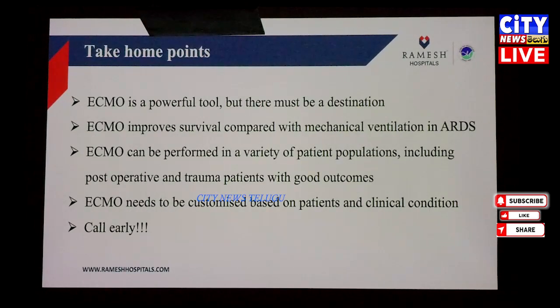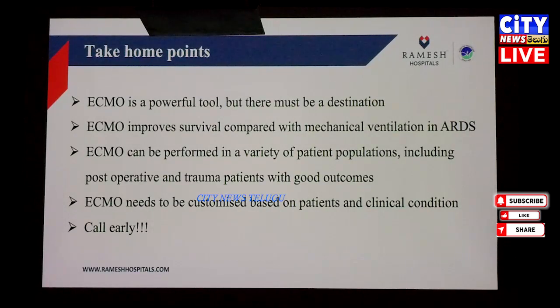So the take-home points, just summarizing the whole thing: ECMO is a powerful tool, but always have a destination or an exit strategy in mind, conveyed to the relatives before initiating ECMO. ECMO definitely improves survival in respiratory cases compared to mechanical ventilation alone. It can be performed in a variety of patient populations, right from neonates to adults. It needs to be customized based on the patient's own condition and the clinical cause for the deterioration.